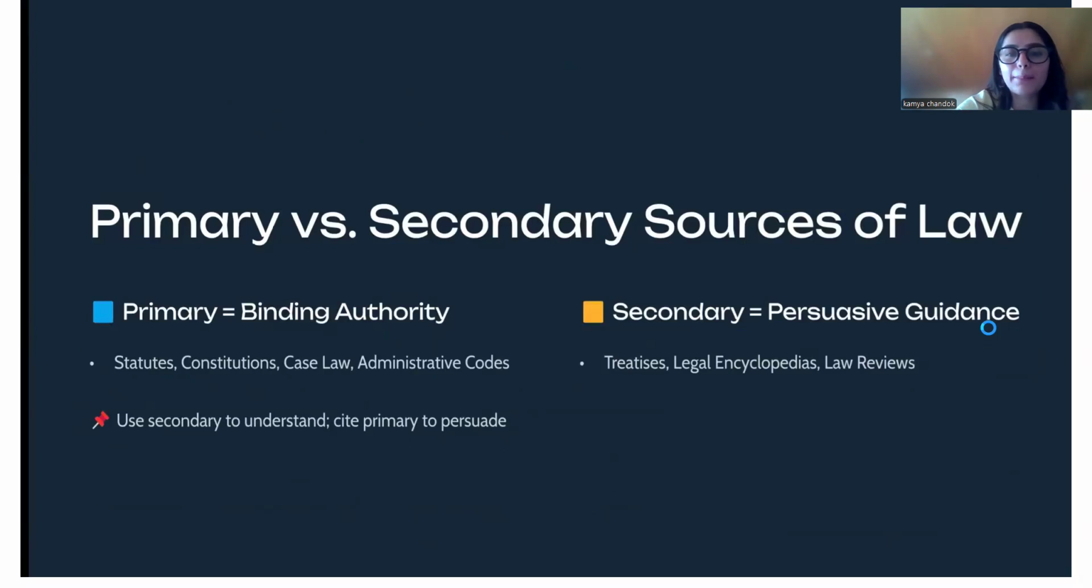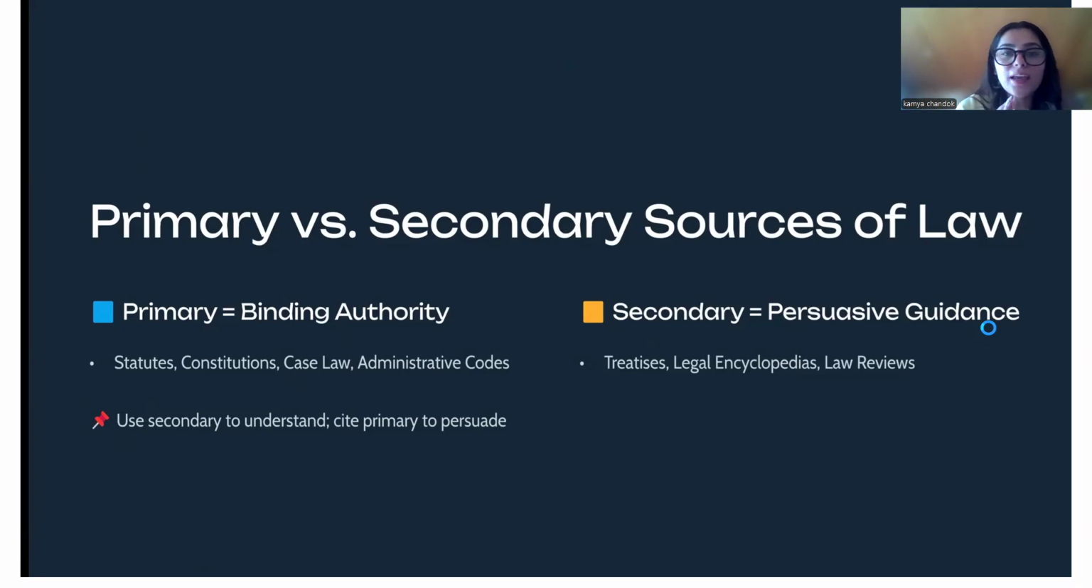Now let's talk about your primary and secondary sources of law. Legal research requires you to understand the difference between primary and secondary sources. Talking about the primary sources, these are basically your binding authority. These are the laws themselves, like constitutions, statutes, case law, administrative regulations, and court rules. These are what the courts must follow. For example, the very famous case of Brown versus Board of Education is a primary source because it is a court ruling that directly sets a legal precedent.